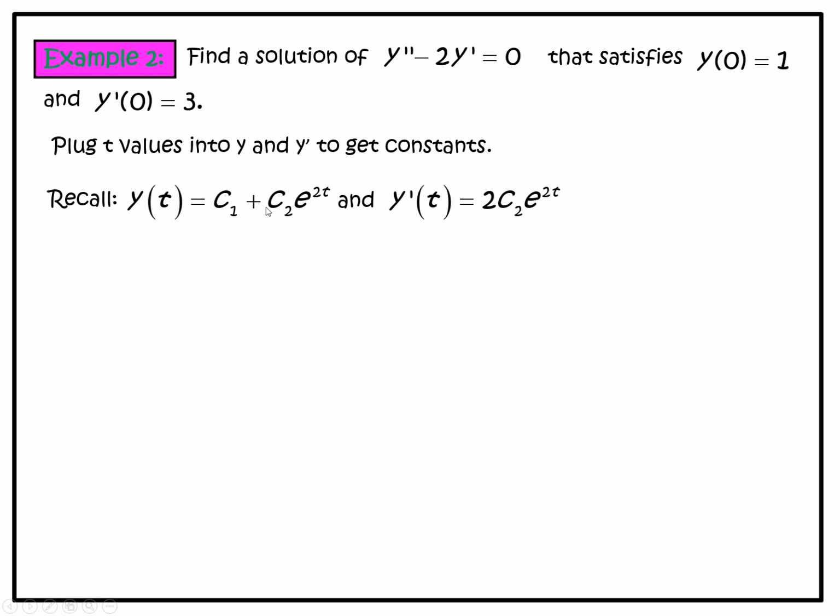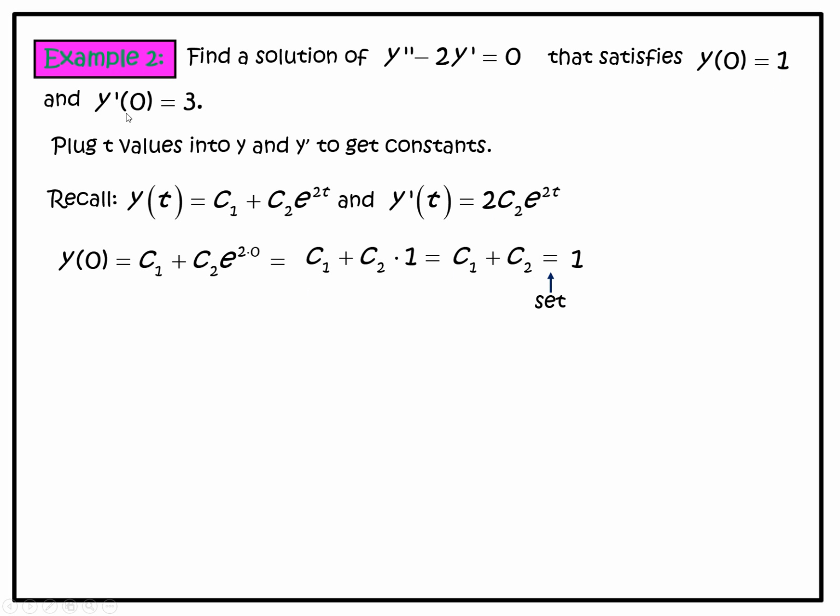So recall that our one parameter family was c1 plus c2 e to the 2t, and then our y prime was 2c2 e to the 2t. So that was from example 1. What we're going to do is plug a 0 into the y function and set it equal to 1. So I plug 0 in here and here. And then e to the 0, that's just 1. So this is just c1 plus c2 times 1, which is c1 plus c2. And then we set that equal to 1. So that gives us one equation in c1 and c2.